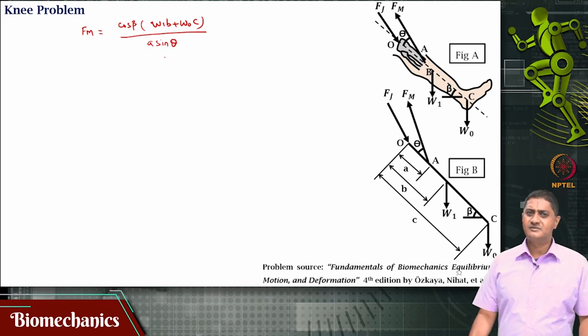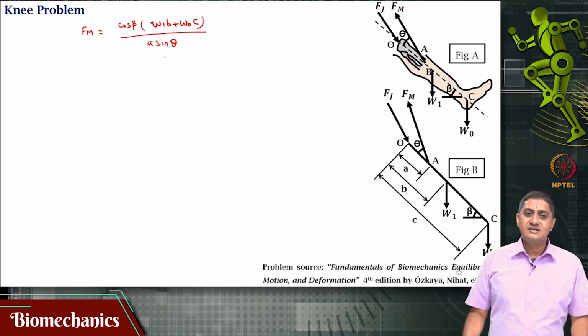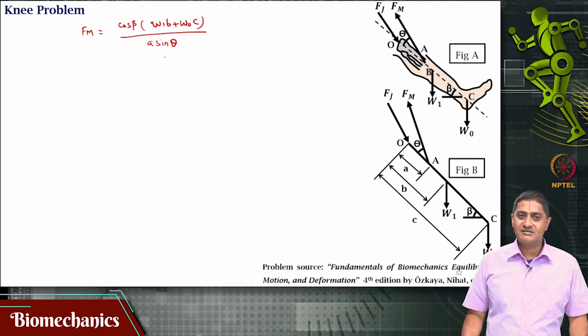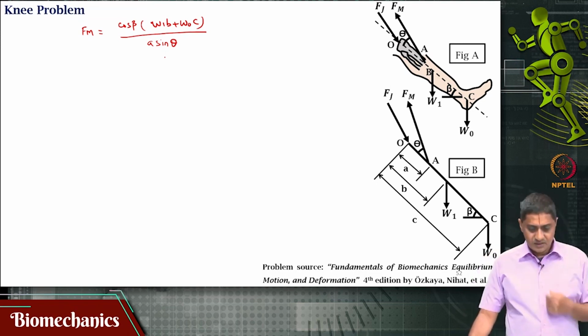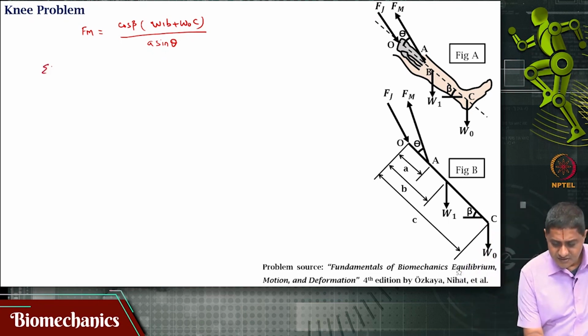What is this? Let us remind ourselves of what this is. This is the quadriceps muscle force, or the force produced by the quadriceps muscle to support the leg at an angle of beta from the horizontal. To support the leg at an angle of beta from the horizontal, you need this Fm force. Now, how do I find Fj? Well, I can use sigma Fx equal to 0, the right side going positive.